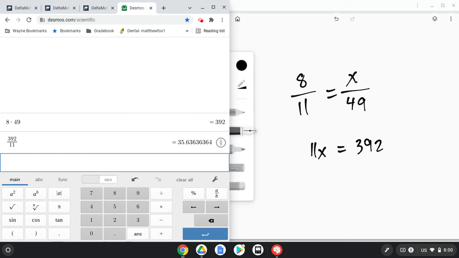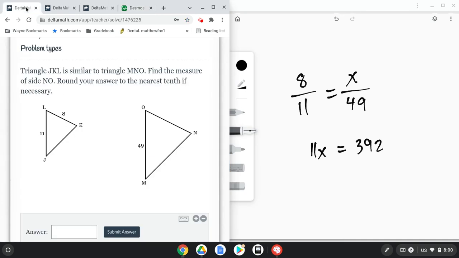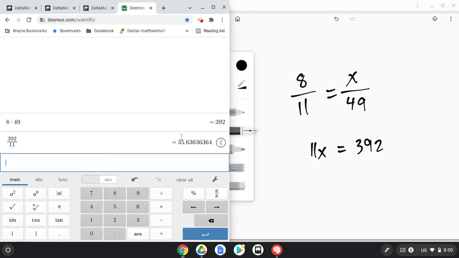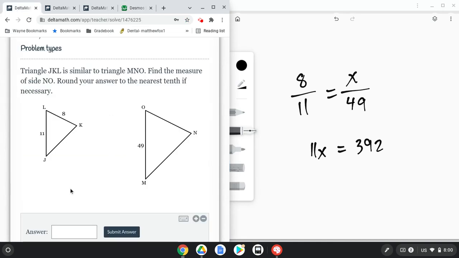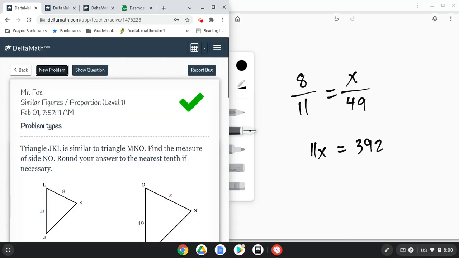And as you can see, we get some sort of decimal. I believe it tells us to round to the nearest tenth. So in our case, 35.6. We go 1 past the 3, that's less than 5, so 35.6. So we type that in, and we're done.